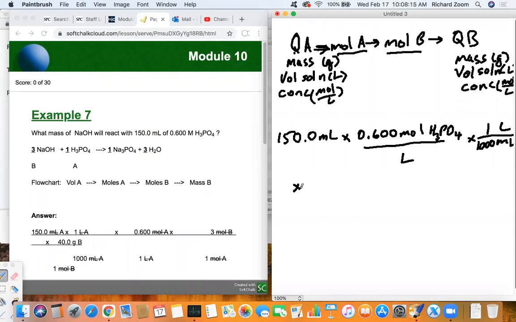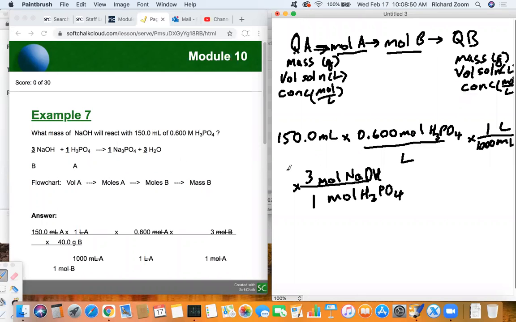Now we need moles of whatever we're looking for, which is sodium hydroxide. So Zachary, you can see we're doing moles of NaOH here now on top, because that's what we need next. And the moles of H3PO4 will go on the bottom to cancel what we just found. Looking at the relationship here, it's 3 moles of NaOH to 1 mole of H3PO4. At this point, I'm at moles of B, which is moles of NaOH. Anybody got any questions so far?